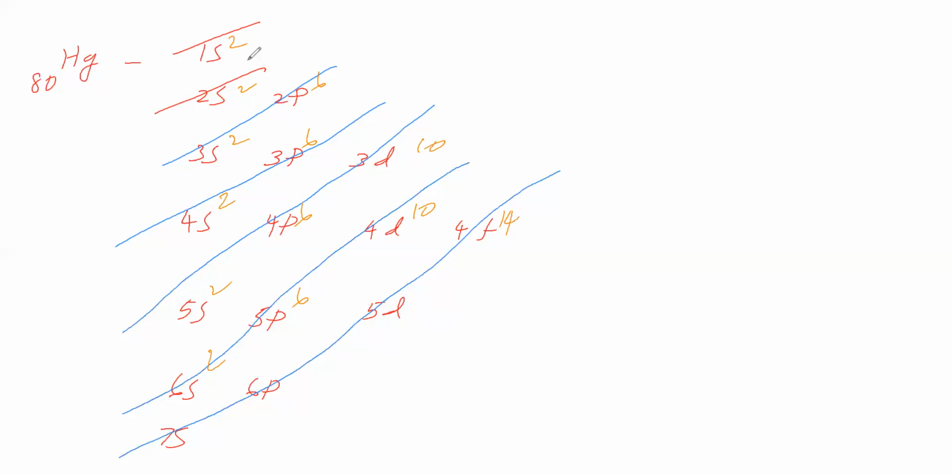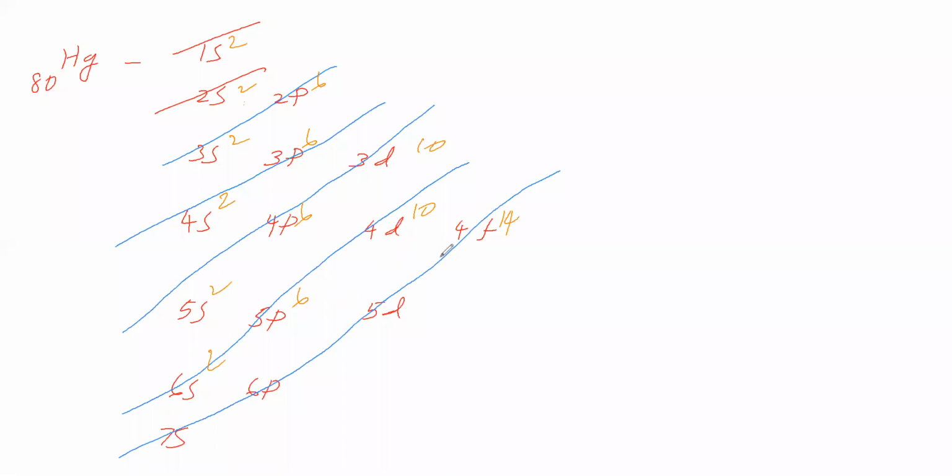Now we will count the electrons. Here 10, here 10, that is 20, here 10, that is 30, 30 is over. Here 10, 40, here 10, 50, 56, 70, 80. So 80 electrons are completed for mercury, and the atomic number is 80.